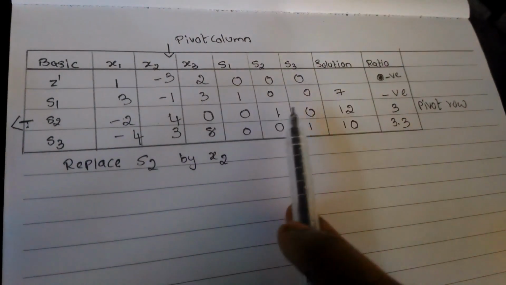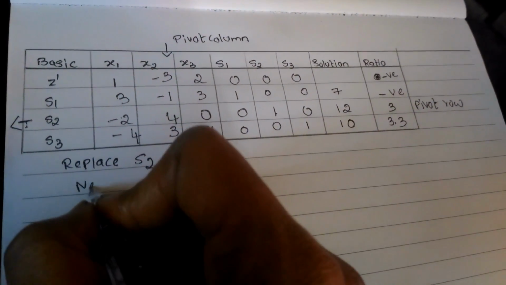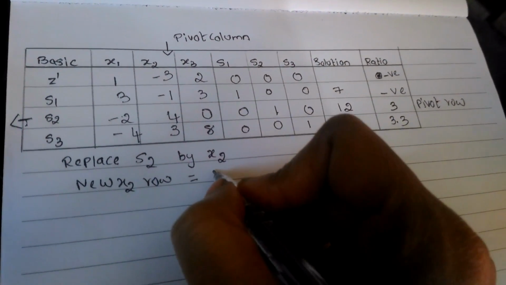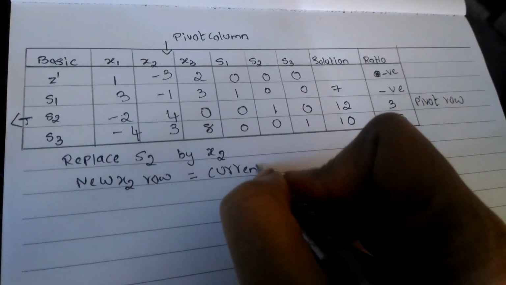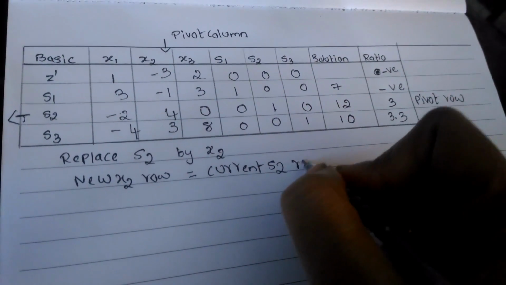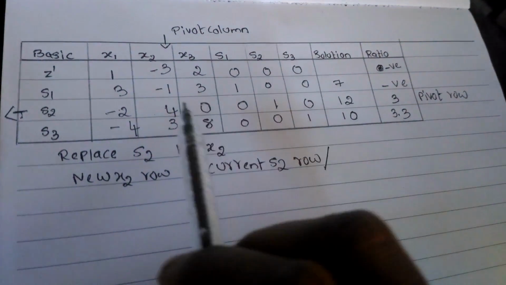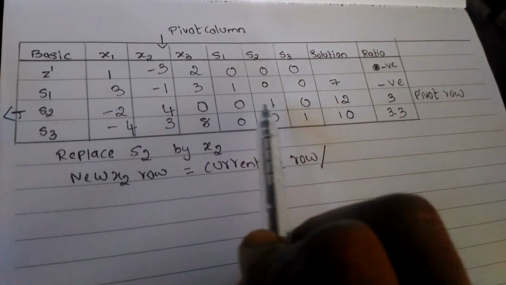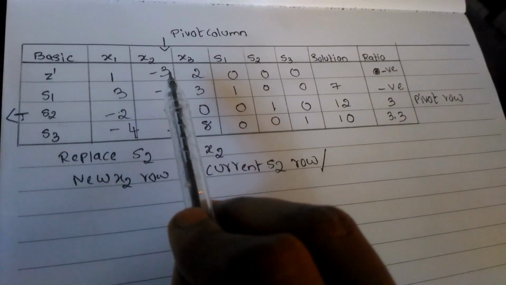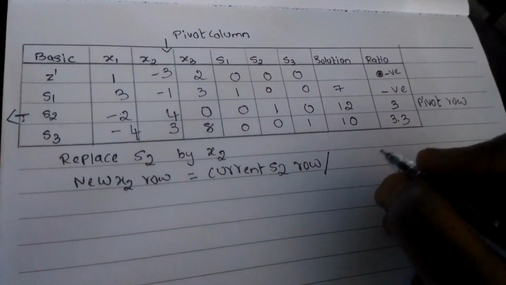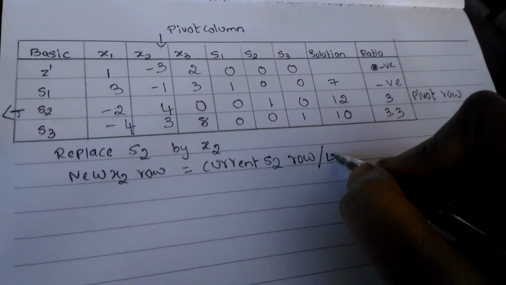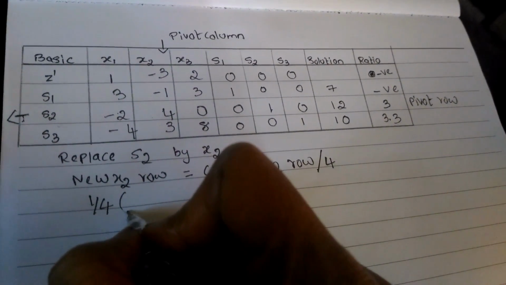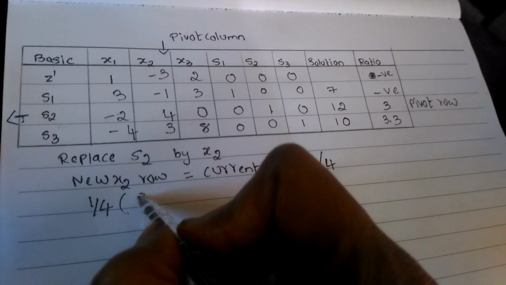There is a simple formula which we have to make use of in order to identify the new values for the new x2 row. That is very simple. New x2 row is equal to the current s2 row, whole divided by the value in the pivot column for that particular row, and the value of the pivot column in this particular row is 4. So the whole row divided by 4. Substitute the value this way.